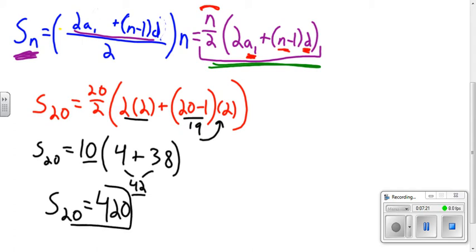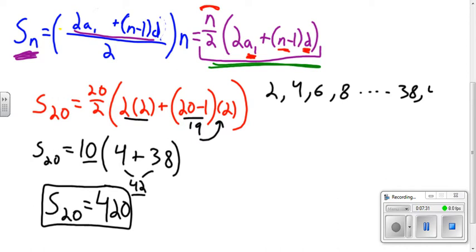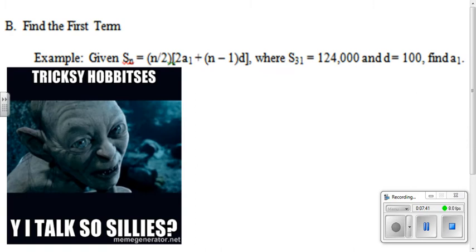So instead of going through and adding up all of those numbers, 2, 4, 6, 8, all the way through 38, 40, that would be the first 20 of them. Instead of adding all these up, we just plugged them into our formula to find out that 420 is the sum of all of them.